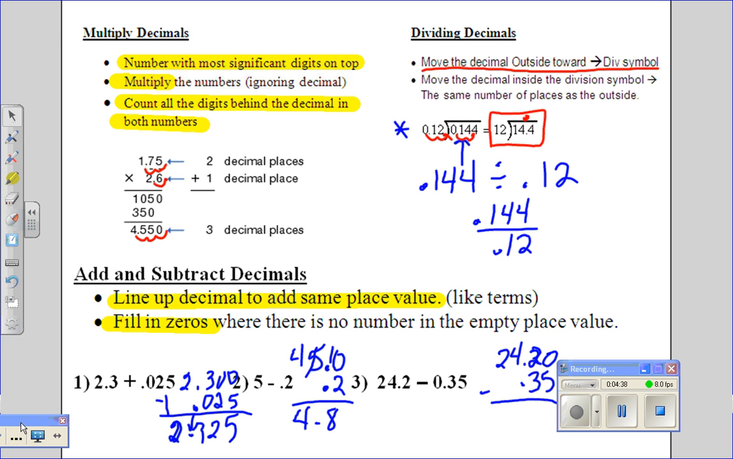Okay, so important things: multiplication, line up numbers; adding and subtracting, line up decimals. When you're dividing, we don't divide by a decimal, you move it over, do the same thing on the inside.